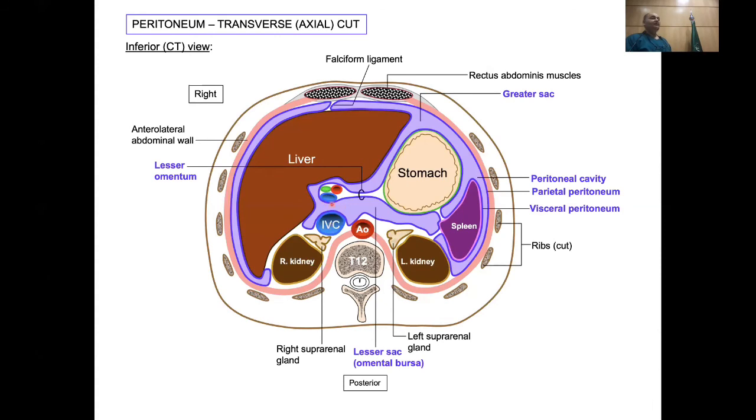So what should this be? Lesser sac. And there is my epiploic foramen and all that. We talk about the boundaries of the lesser sac. So this is the lesser sac. Are we good?